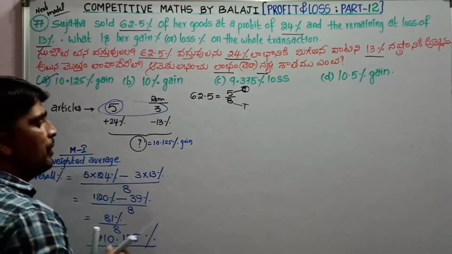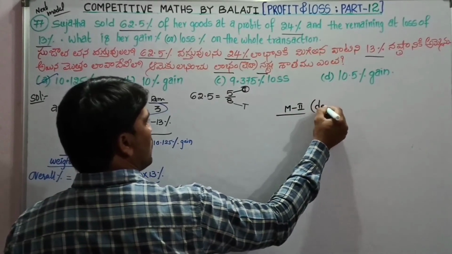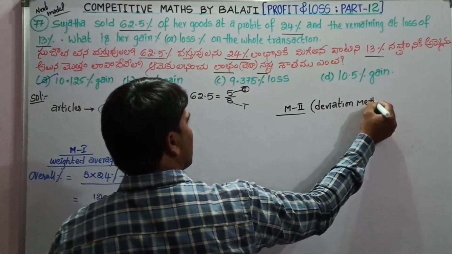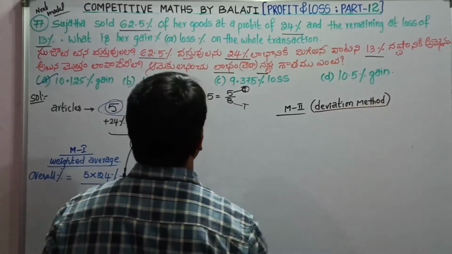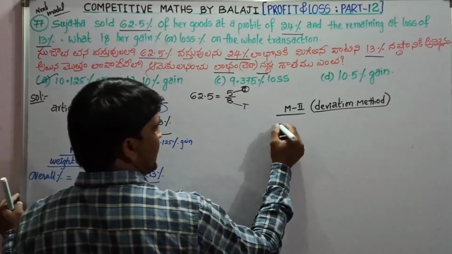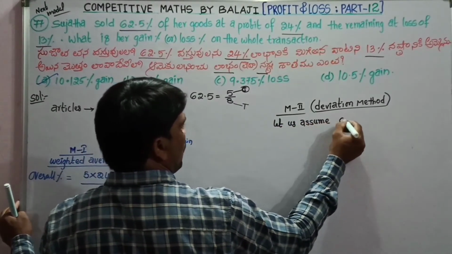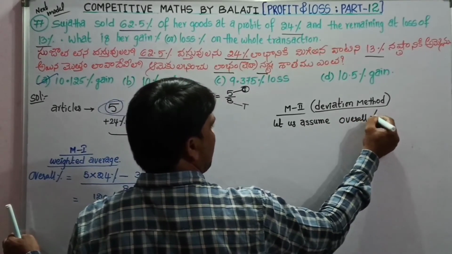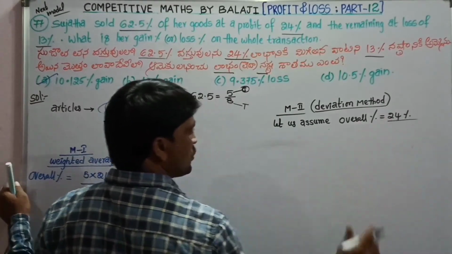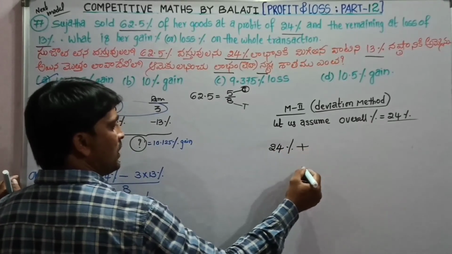Let us see it by deviation method. Method 2. This is called deviation method. Yes, deviation method. Suppose the overall profit is 24%. Let us assume the overall profit or loss percentage is 24%. Let us assume the overall profit percentage is 24%. Yes, overall is 24%. Now consider the deviations.